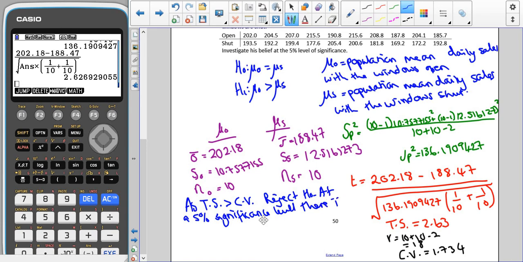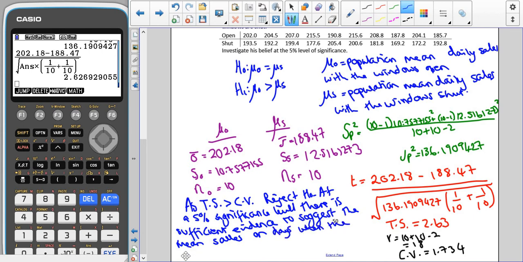There is sufficient evidence to suggest the mean sales on days when the window is open is more than when the windows are shut.